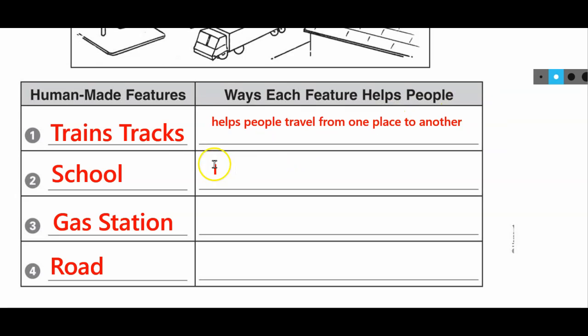What do schools do? Scarlett? Yes. They help people learn. Okay. How about a gas station? Well, not just people, not just students. Could be adults too, depending on what school it is. How about a gas station?